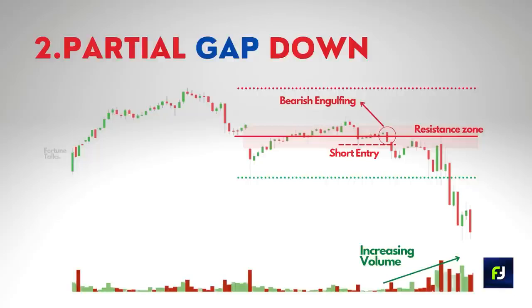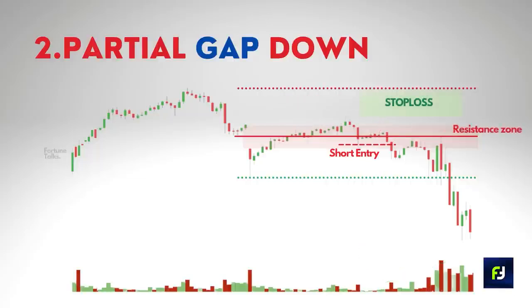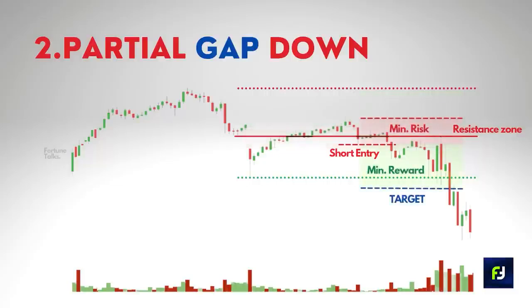You can enter a short trade below the bearish confirmation candlestick and place the stop loss just above the gap for safety. Or it is much better if you keep a predefined reward to risk beforehand as a part of risk management. Now these were the two partial trading strategies.